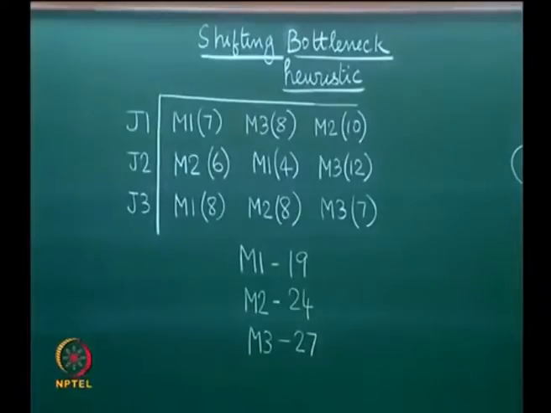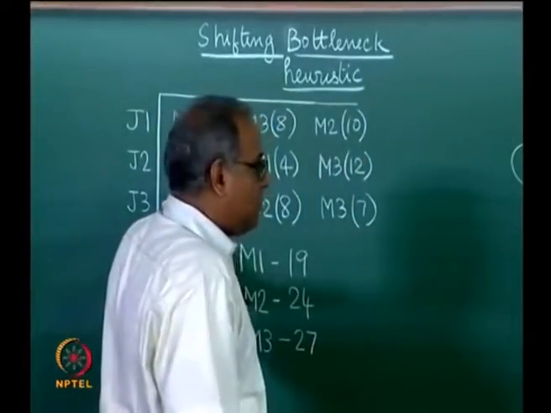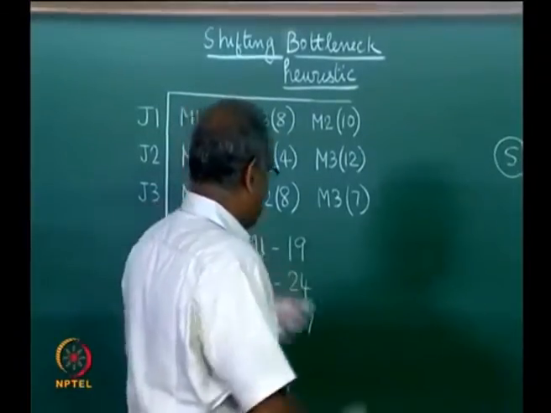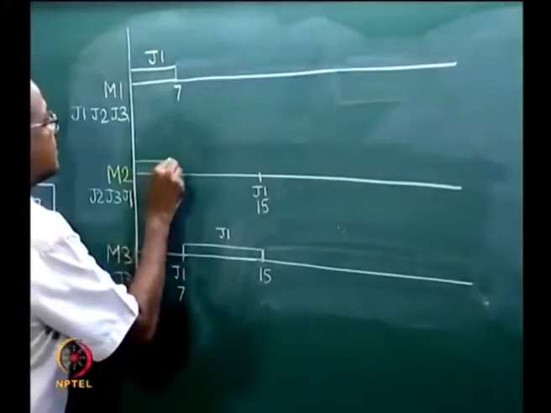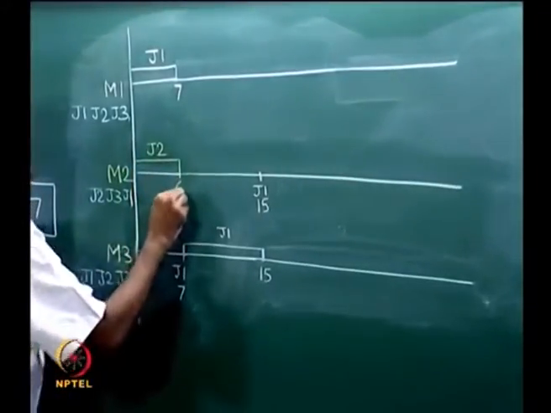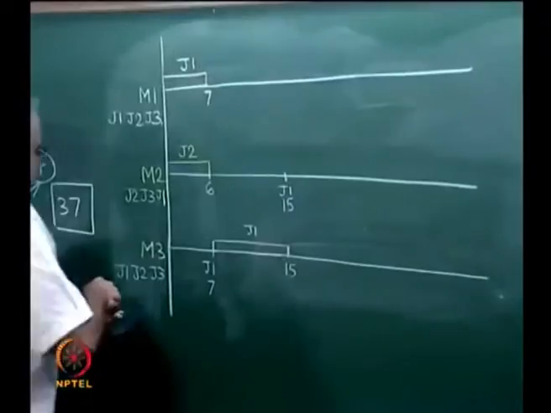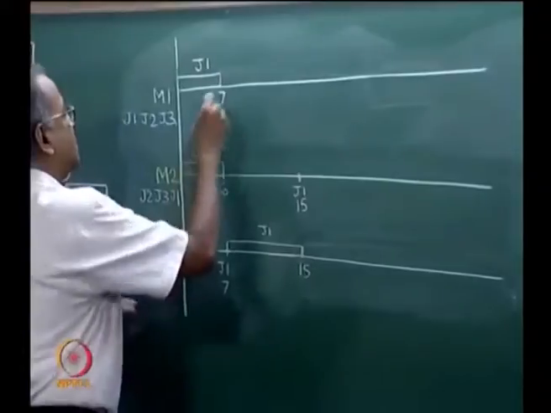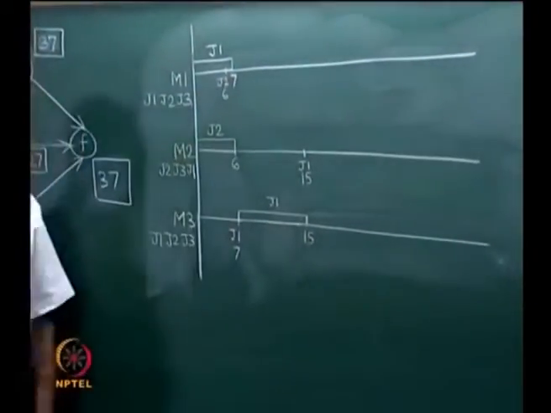Now, we look at this. J2's first operation is on M2. So, J2 will start at time equal to 0 and finish at 6, and at 6 J2 will come to M1. So, at 6 J2 comes to M1.